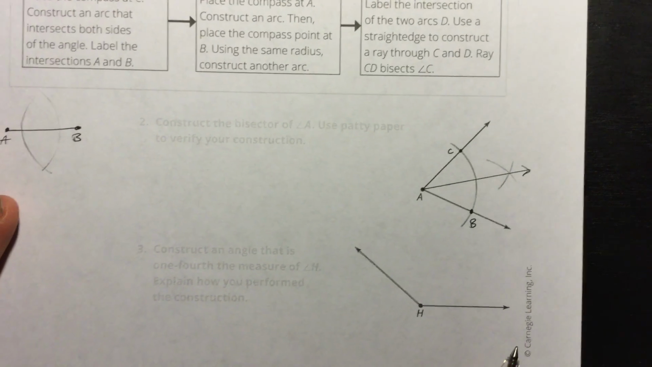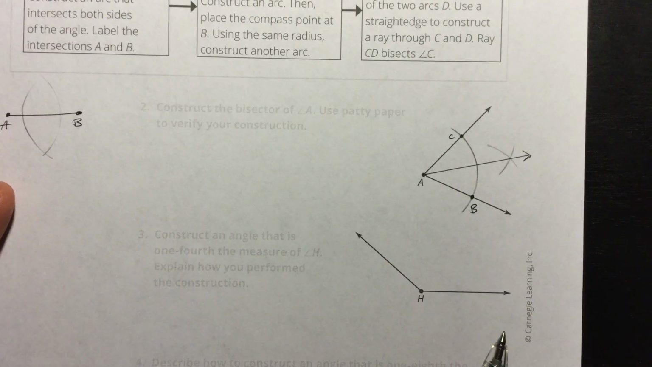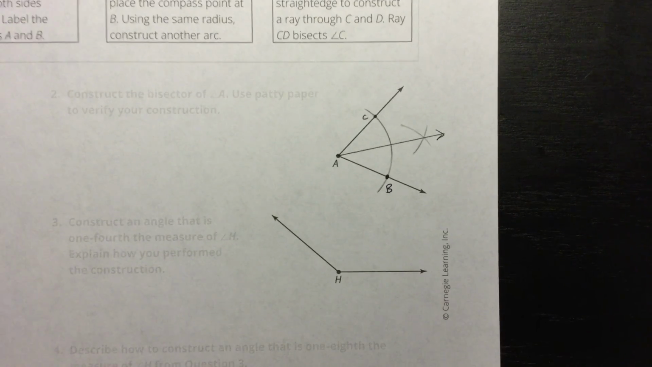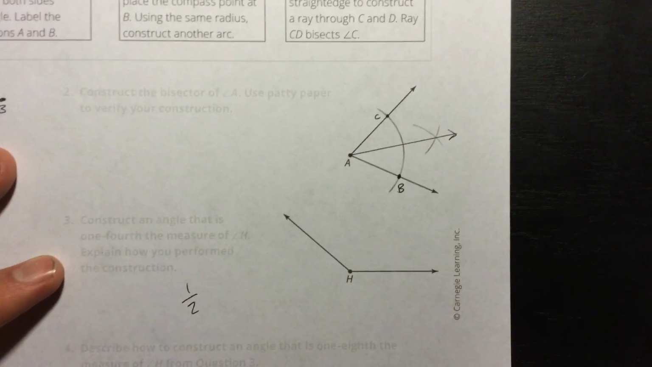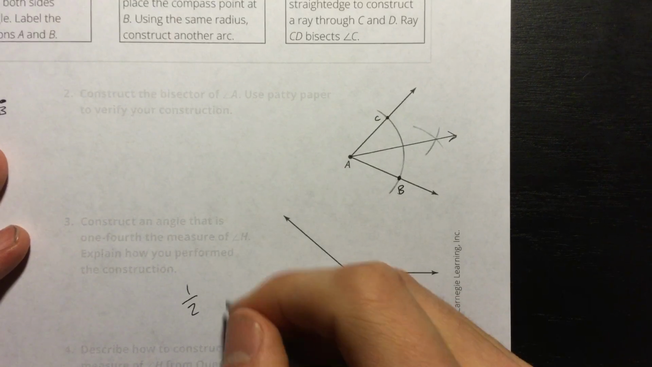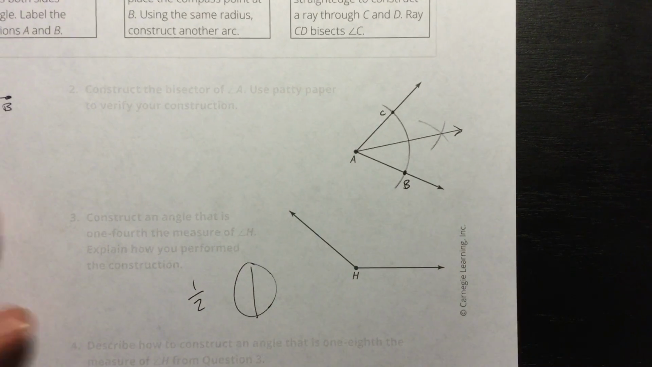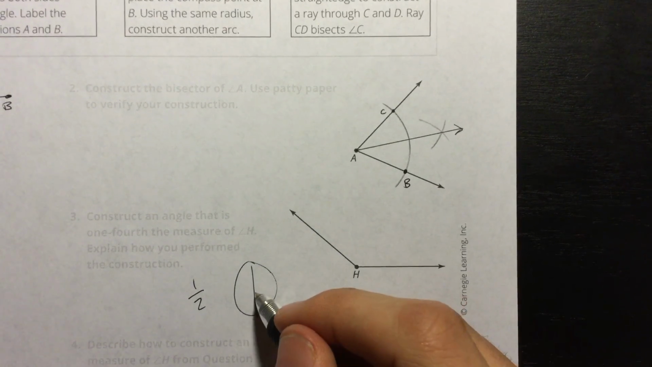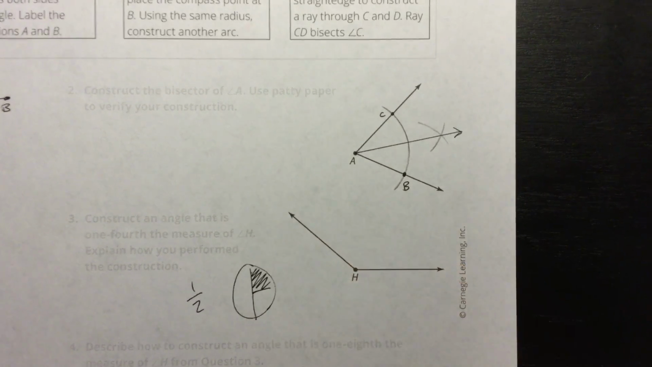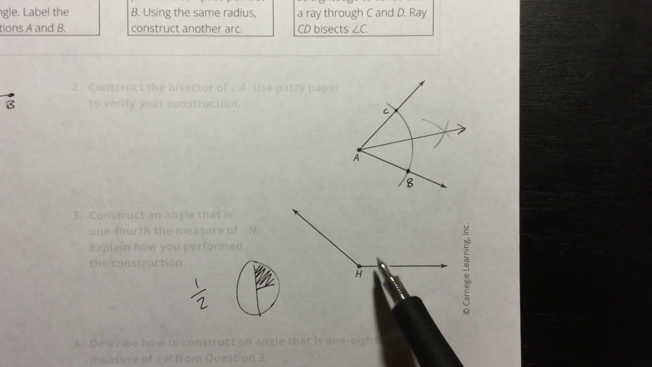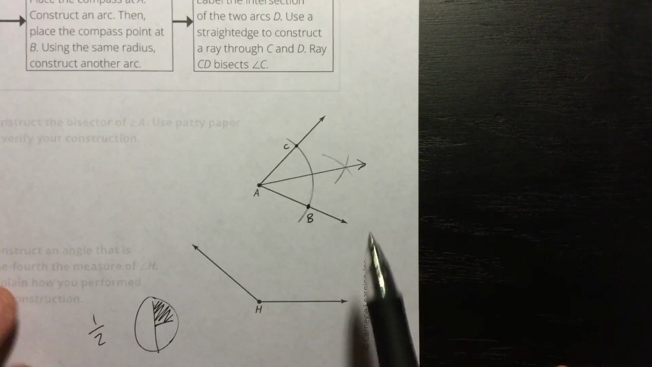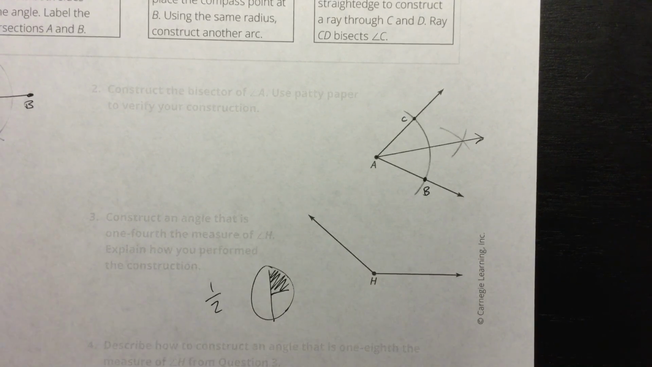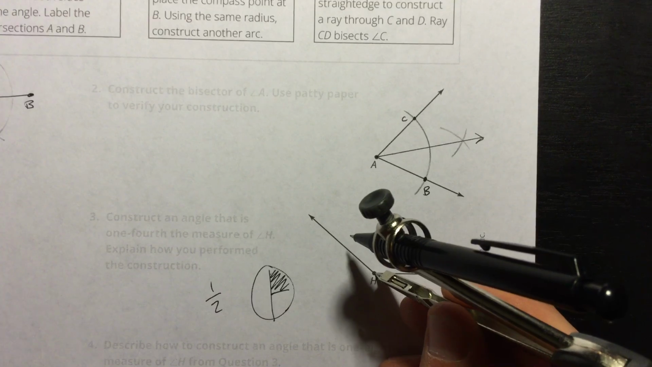So now question 3 says construct an angle that is 1/4 the measure of angle H. Explain how you performed the construction. If you remember, if I have 1/2 of something and then take 1/2 of 1/2, here's an example with a pizza pie: if I cut it in half and then want half of that half, that leaves me with 1/4. So I'm going to have to perform this angle bisection 2 times instead of just once. For explaining how you performed the construction, you're just saying that you did 2 angle bisections.